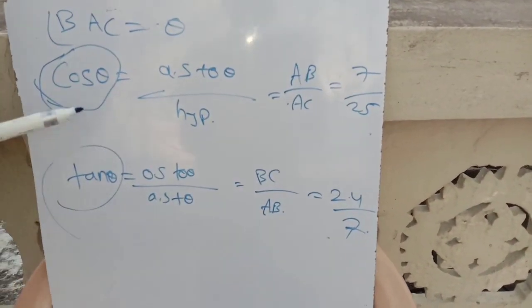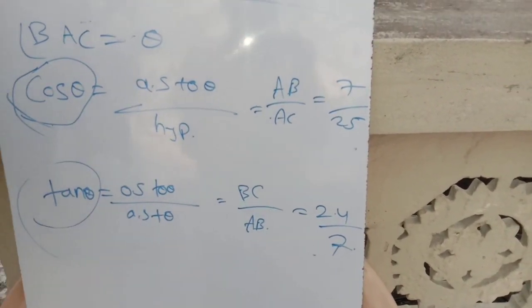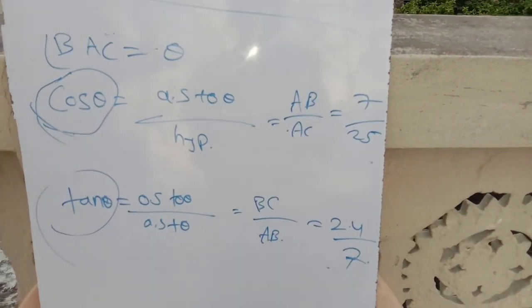And like this, cos theta and tan theta were found, and now we are going to do our next sum.